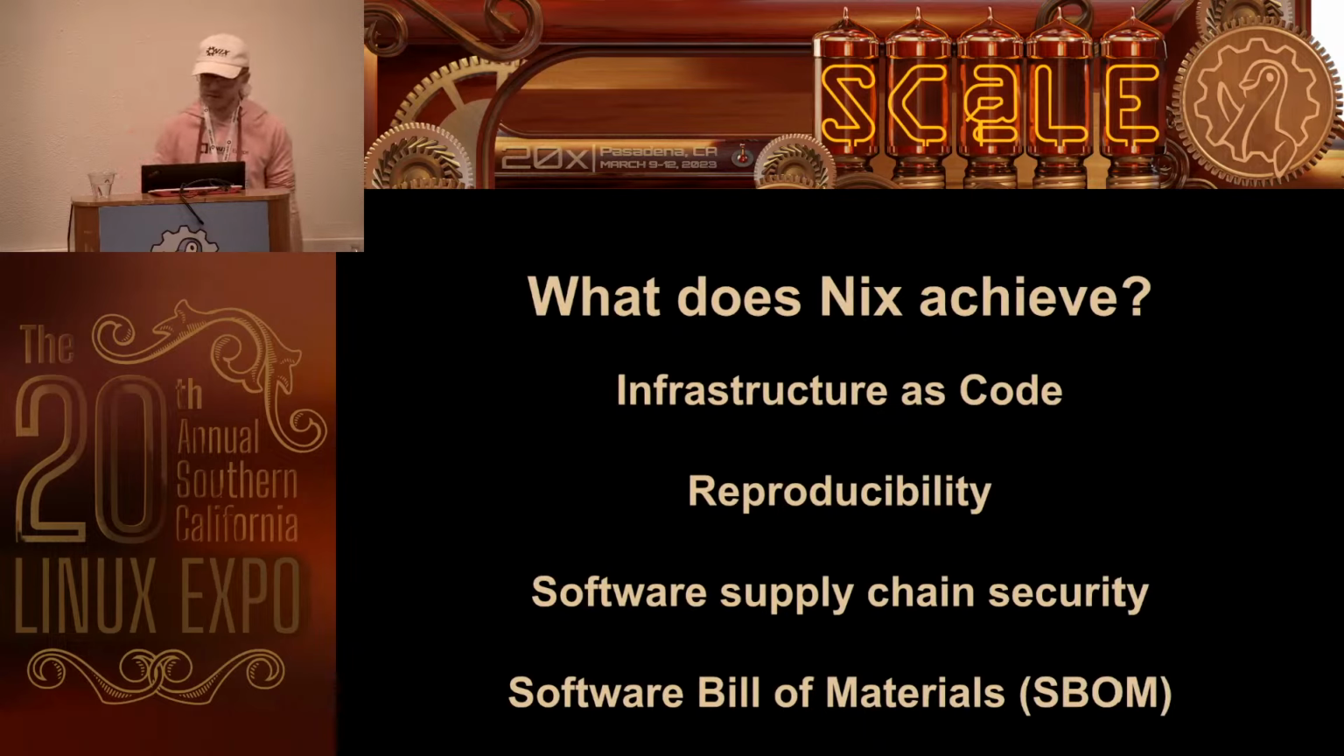So what does Nix actually achieve? These are the buzzwords that get thrown around, right? A lot of things claim to do this, but do they actually? A YAML file that I have in a repo doesn't tell me enough information to reproduce anything. Nix actually achieves real infrastructure as code, and it achieves real behavioral reproducibility of components, right? It also achieves software supply chain security and auditability, and it allows you to make an SBOM for your dependency chain.